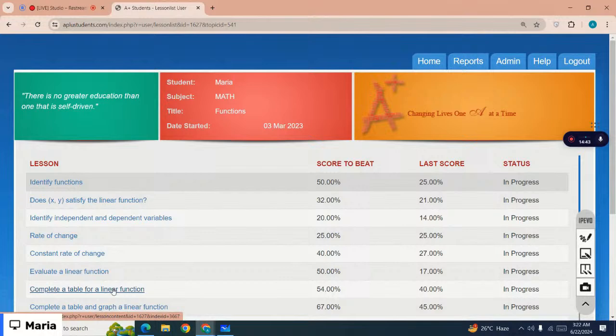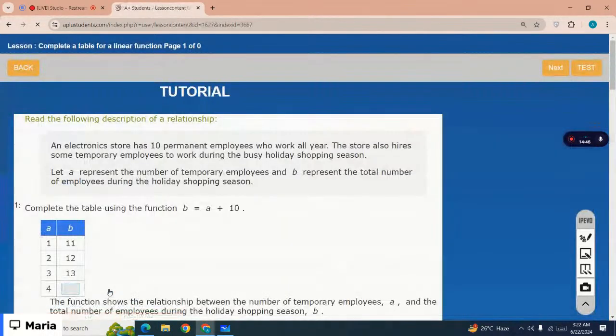The next lesson is complete a table for a linear function. So now we are going to learn how to complete a table for the linear function, right? Read the following description of a relation. An electronic store has 10 permanent employees who work all year. The store also hires some temporary employees who work during the busy holiday season. Let A represent the number of temporary employees and B represent the total number of employees during the holiday shopping season. Complete the table using the function B equals A plus 10.